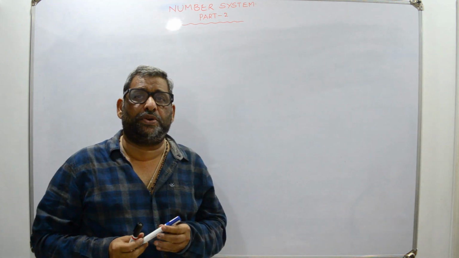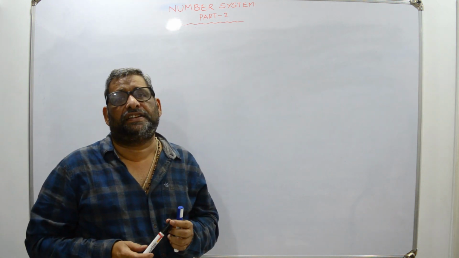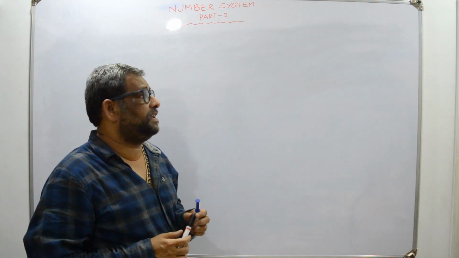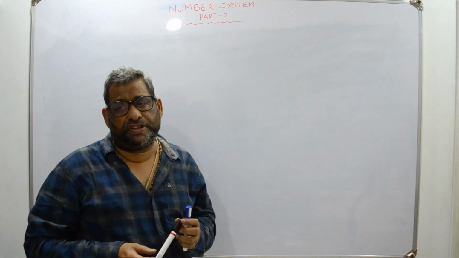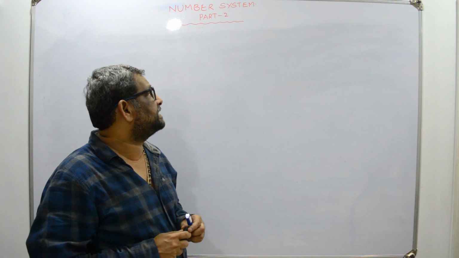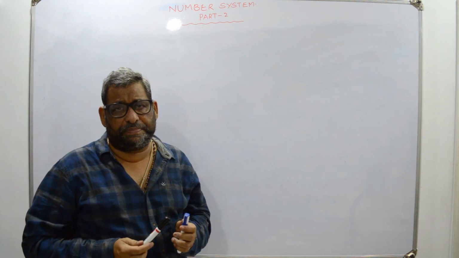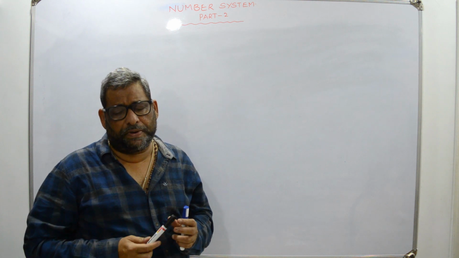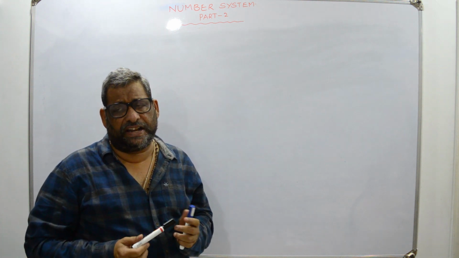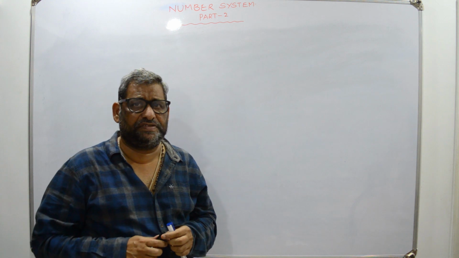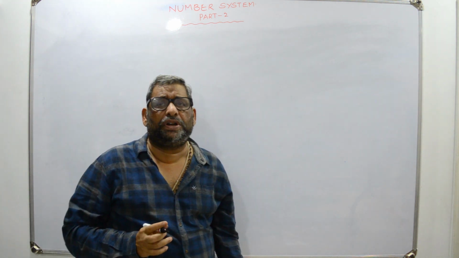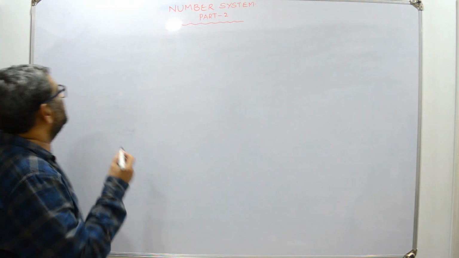In the last video, we discussed a few things regarding the number system. Now in this video, we will discuss the remaining parts of the number system like prime numbers, co-prime numbers, twin primes, rationals, irrationals. Okay, so first of all, I'll discuss the prime numbers.